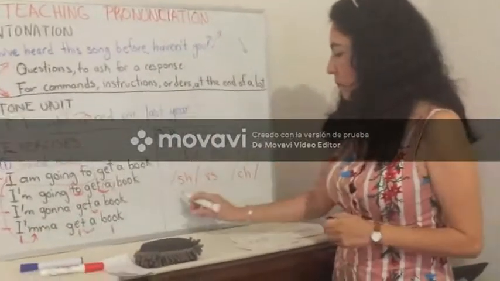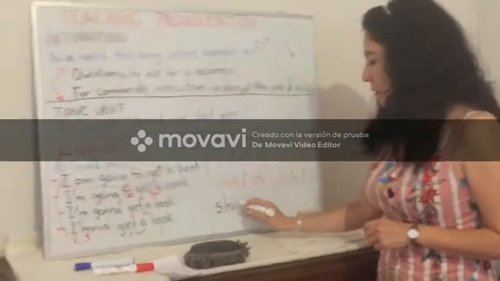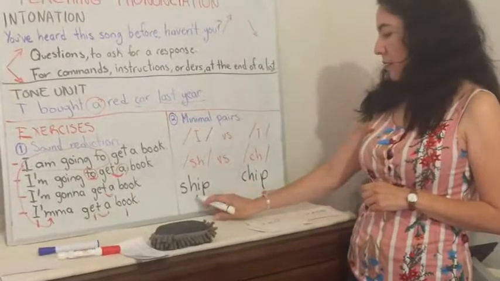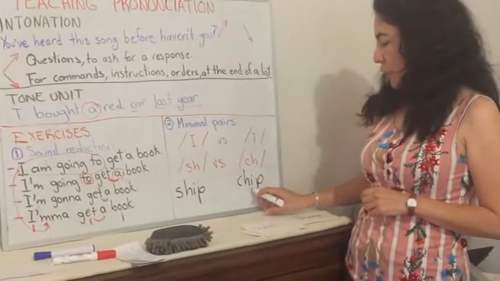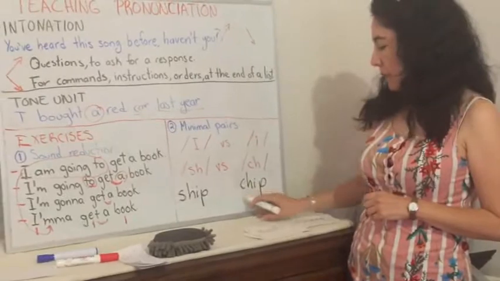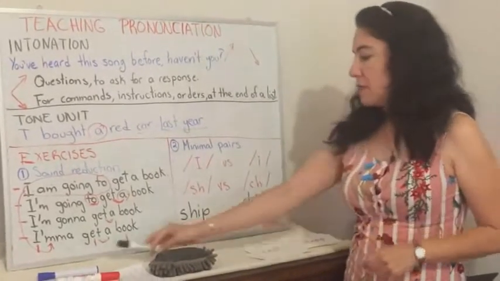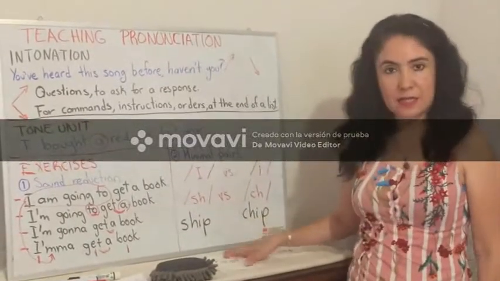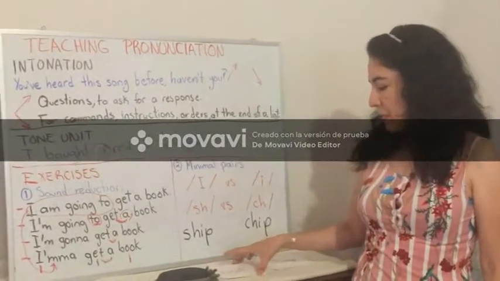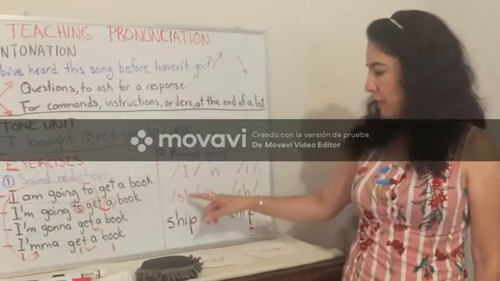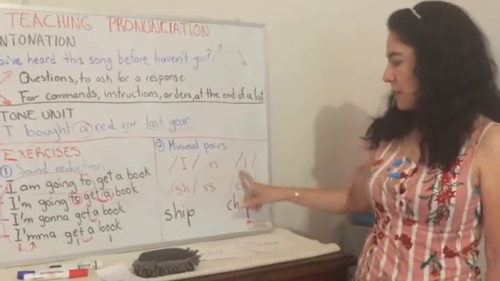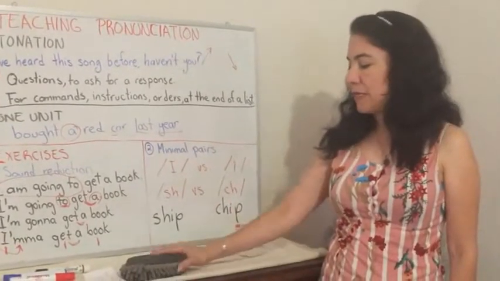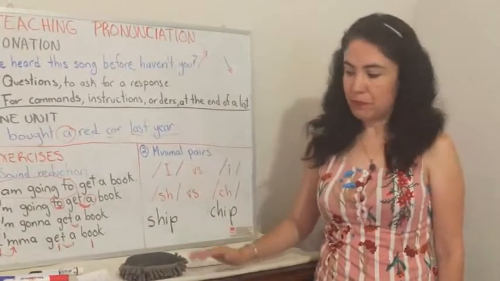For example, we ask them to pronounce ship and chip, ship and chip. So these are some of the exercises I do with my students in class. At first they find it difficult to see the signs and to identify which are which, but with practice they can master it and they can improve their pronunciation.